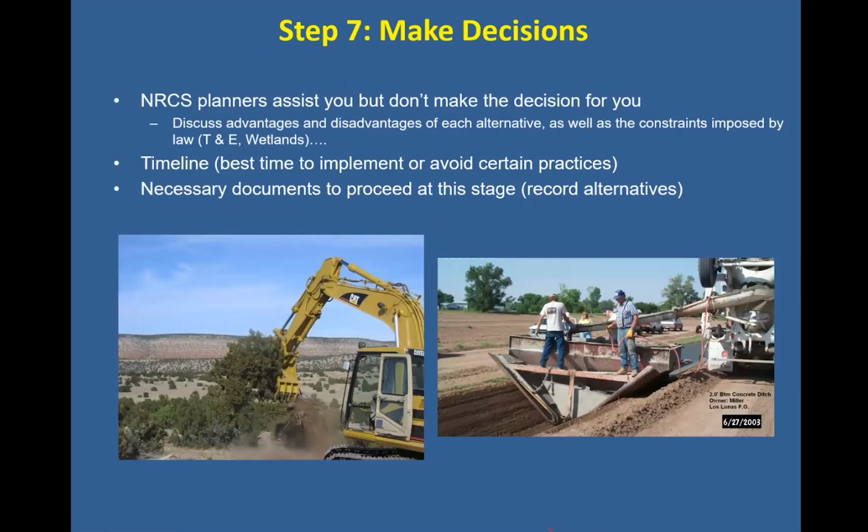So the next step is step 7, and this is where we actually go in and make decisions. And again, the NRCS planners are there to assist you, but they do not make the decision. Ultimately, this is your private land in most cases, like I said, and you're in charge. You're in the driver's seat. I want to emphasize that. So if you're ever in a situation where an NRCS planner is trying to, for lack of a better term, force you to do something, then you probably need to contact that supervisor, because again, it's voluntary.